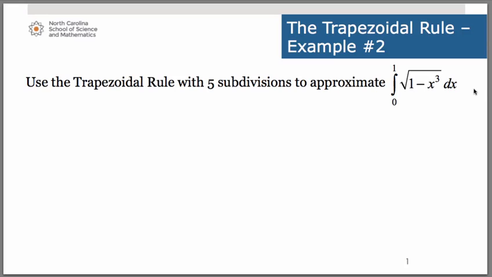Let's take a look at another example of how to use the trapezoidal rule to approximate the area under a curve. Here we want to approximate the integral from 0 to 1 of square root of 1 minus x cubed dx. And we want to do that with 5 subdivisions. So let's take a look at the graph of that and what exactly we're trying to do.